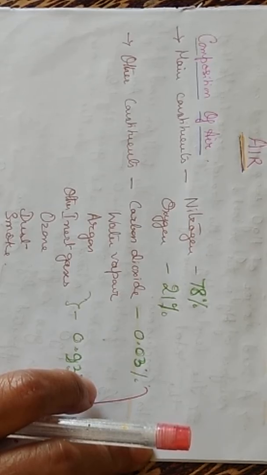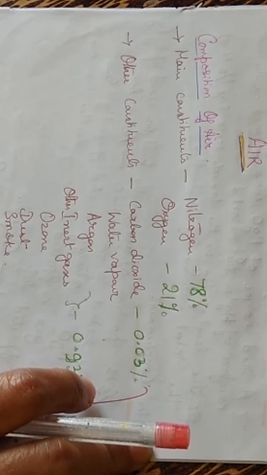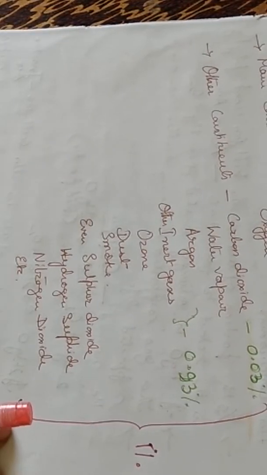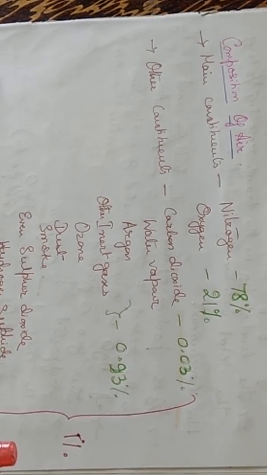Nitrogen is 78% and oxygen is 21% of the air. And the other constituents which are present in air are carbon dioxide, water vapor, argon and other inert gases, ozone, dust, smoke, even sulfur dioxide, hydrogen sulfide, nitrogen dioxide, etc. are also present in air.